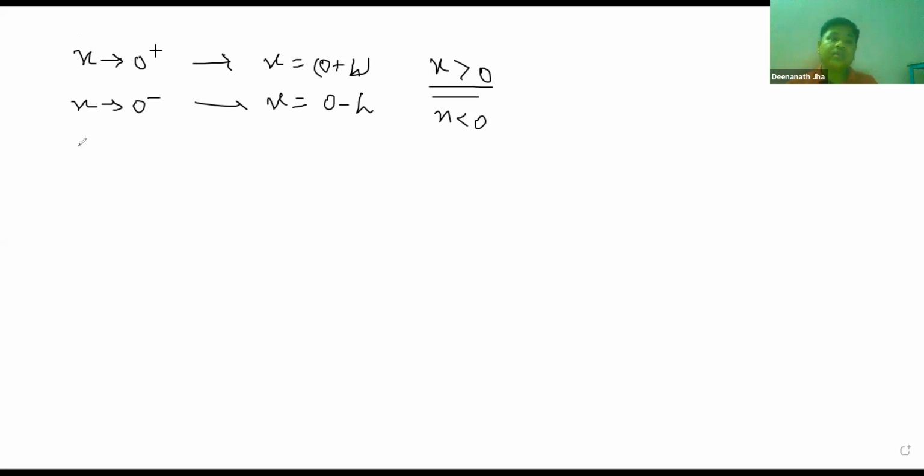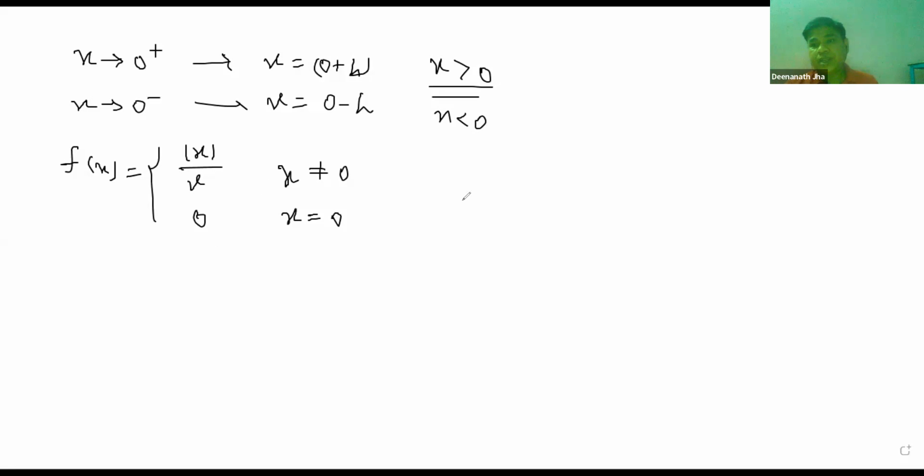Okay. For example, write down f(x) is equal to mod x by x, x not equal to 0, and 0 when x is equal to 0. Anybody, can you tell me which type of function is known as mod x by x when x is not equal to 0? It is from the chapter relation and function in class 11th. Any idea?